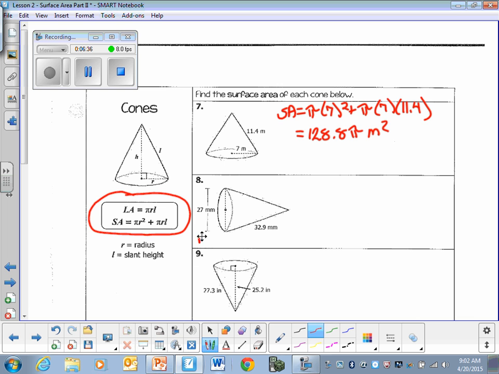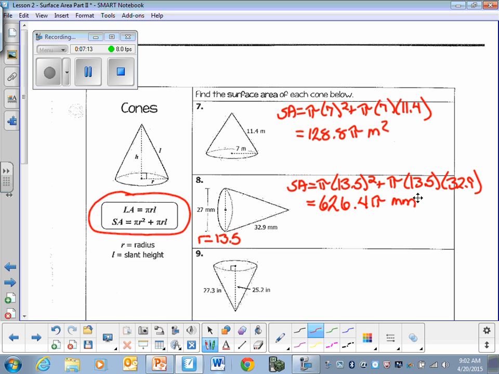Now, if my diameter is 27, my radius is 13.5. So my surface area is pi times 13.5 squared plus pi times 13.5 times 32.9. So 13.5 squared plus 13.5 times 32.9, 626.4 pi millimeters squared.